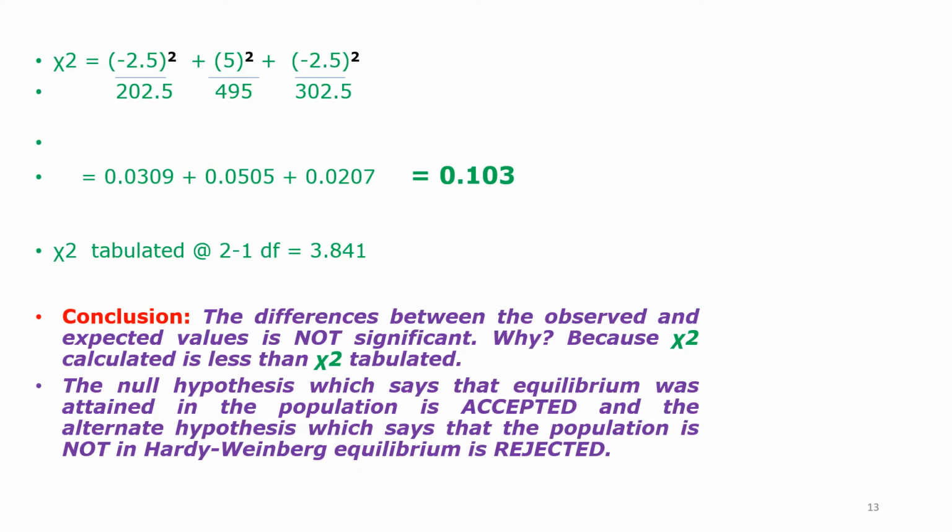So we can conclude that the null hypothesis, which stated that the population was in Hardy-Weinberg equilibrium, is accepted, while the alternate hypothesis, which said that the population is not in Hardy-Weinberg equilibrium, is rejected. So this is how we can use the direct count method to evaluate whether the population is in Hardy-Weinberg equilibrium or not.